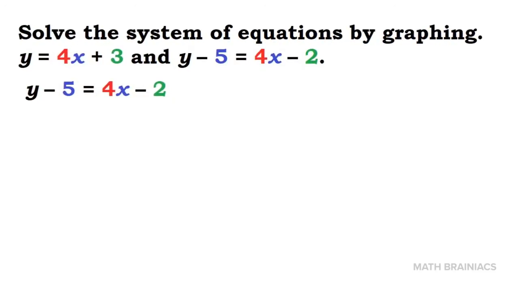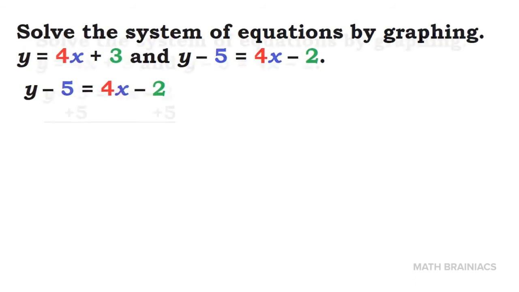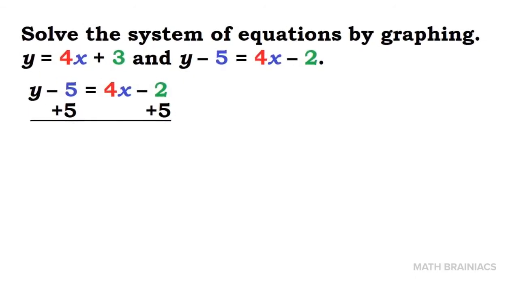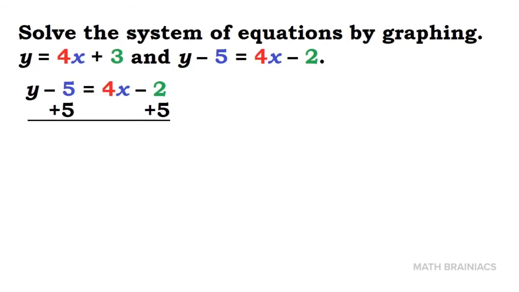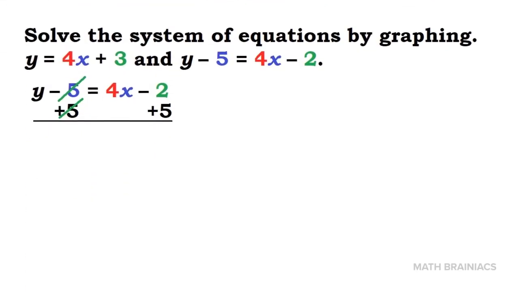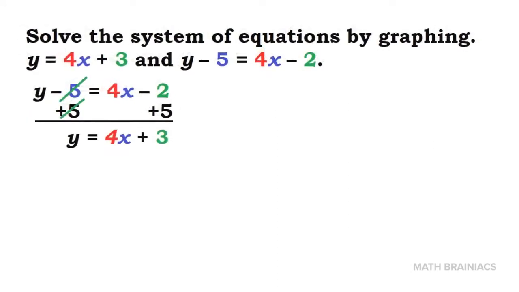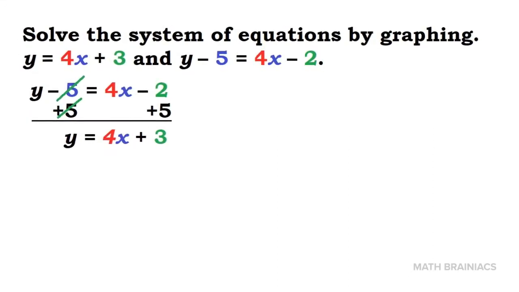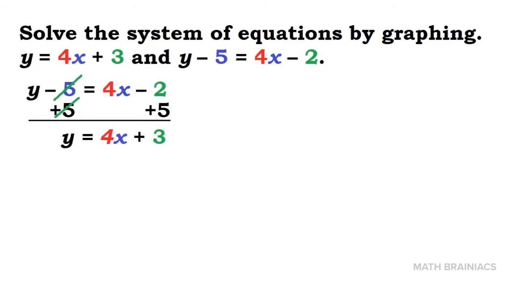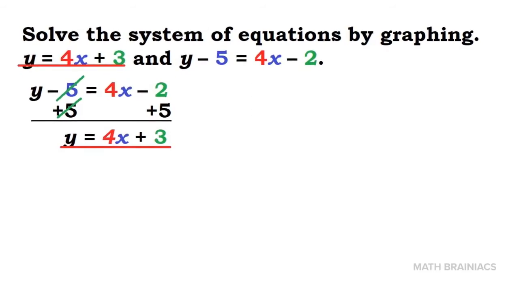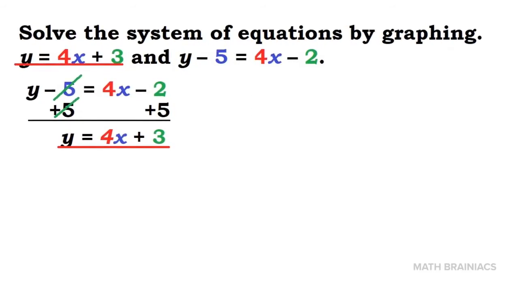Y minus 5 is equal to 4x minus 2. To eliminate the 5 on the left side, we're going to add 5 on both sides of the equation. And we can cancel out the 5 on the left side. As a result, it will give us y is equal to 4x plus 3. We have two equations that are the same. They are identical.